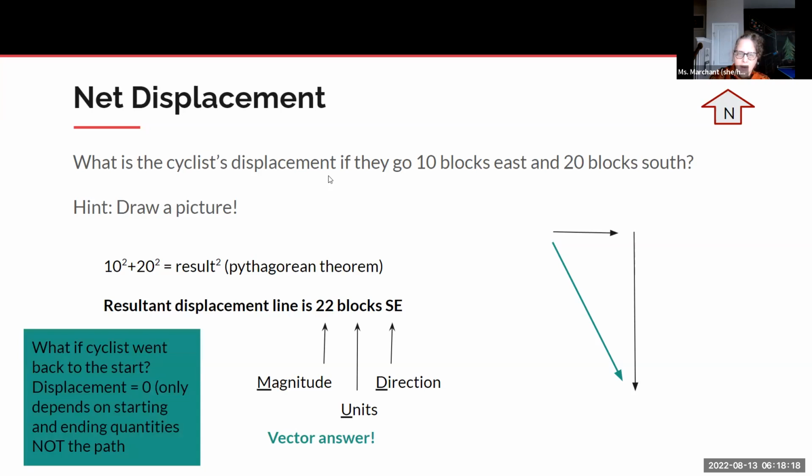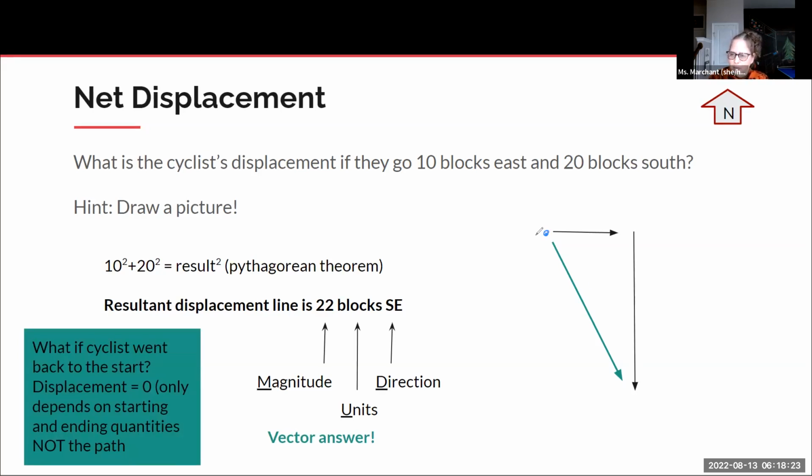Now, if the cyclist had traveled all the way back to the beginning, then the final and the initial spot would be equal. So our displacement, the position final minus position initial, would be 0. Anytime it goes all the way back around, displacement would be 0. What is the total distance if the cyclist had gone all the way back around? 10 plus 20 plus 22. So read carefully if they want distance or displacement.